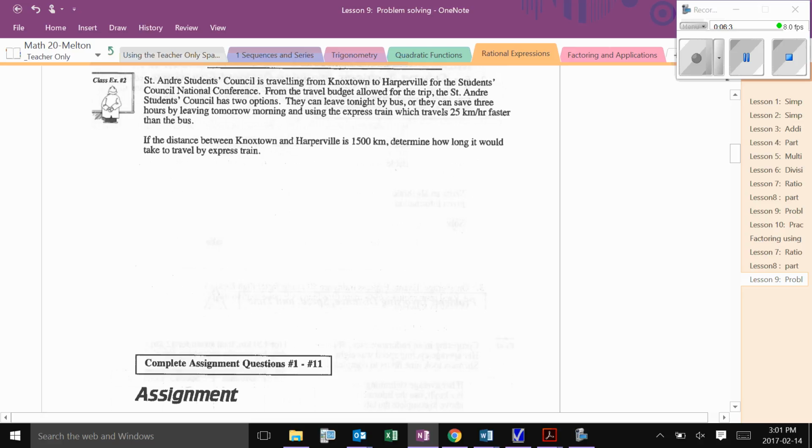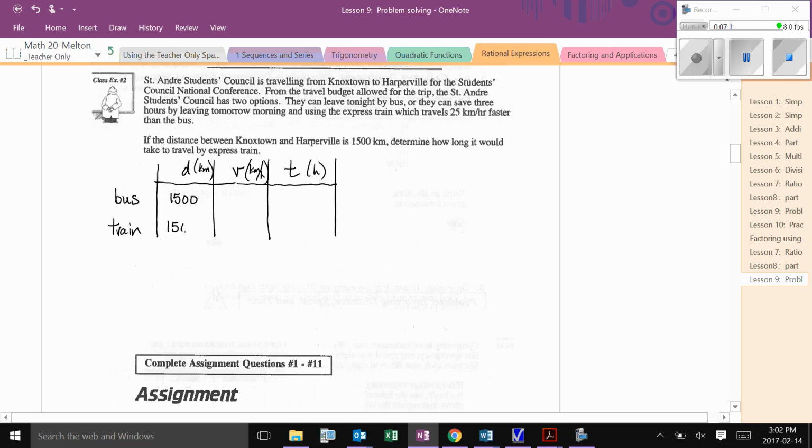So again, if we want to put together our table, what do we know? We've got our 2 modes of transportation: the bus and the train. And then we've got distance, speed or velocity, and time. Distance is in kilometers, speed or velocity is in kilometers per hour, and time is of course hours. So all of these units should go with each other. We know that the distance is 1,500 kilometers. As I said earlier, that is our column of given information.